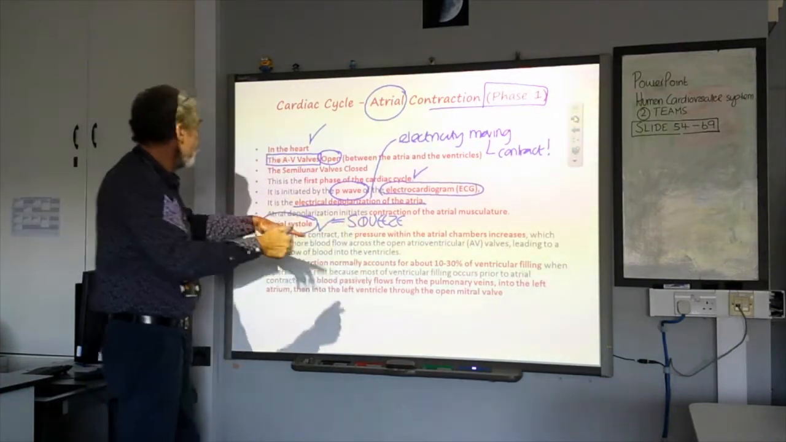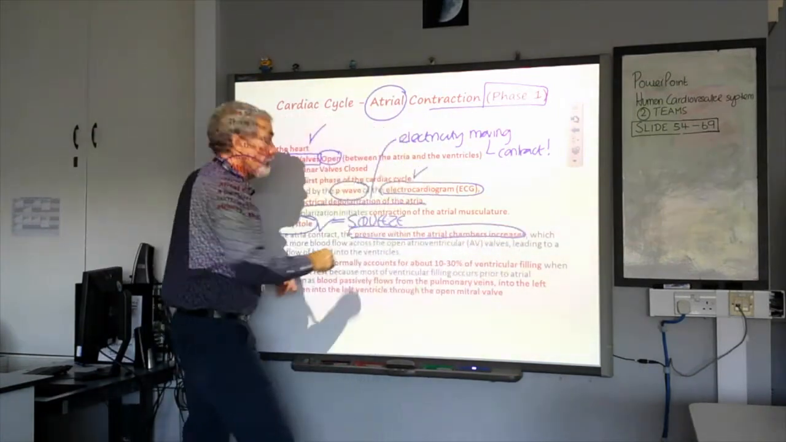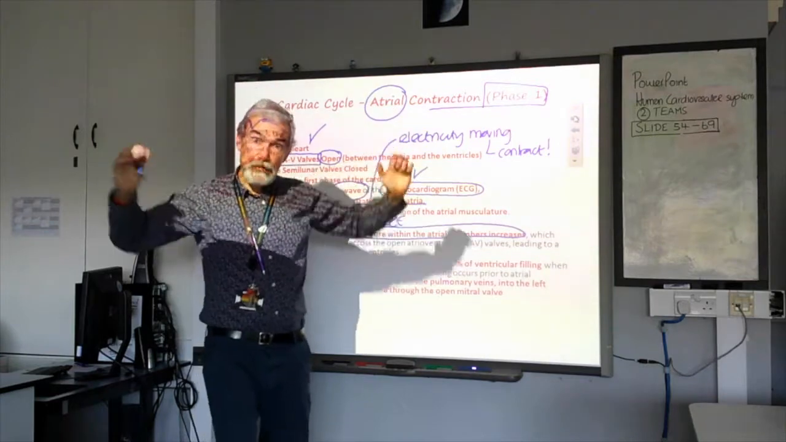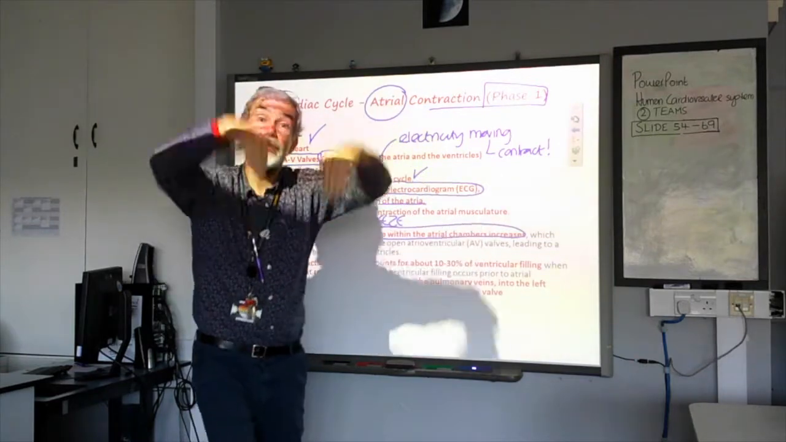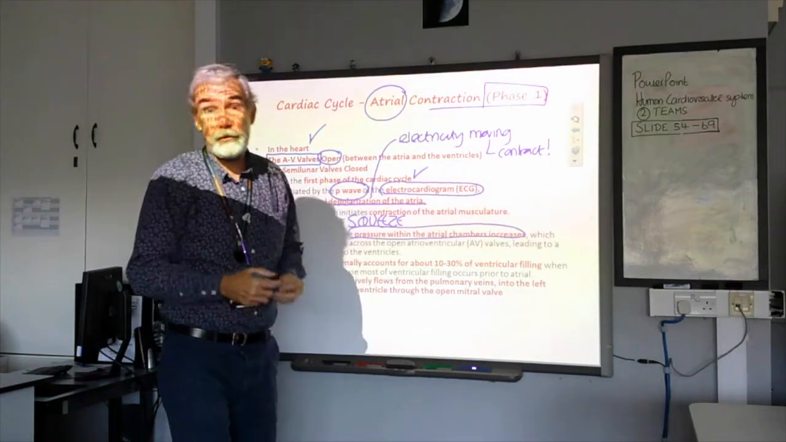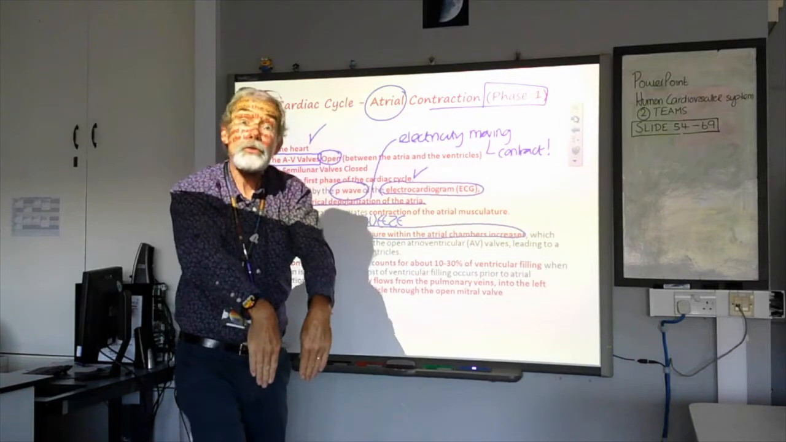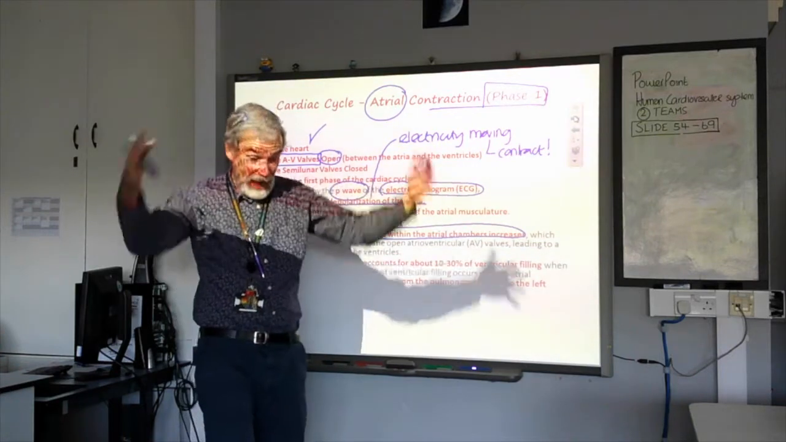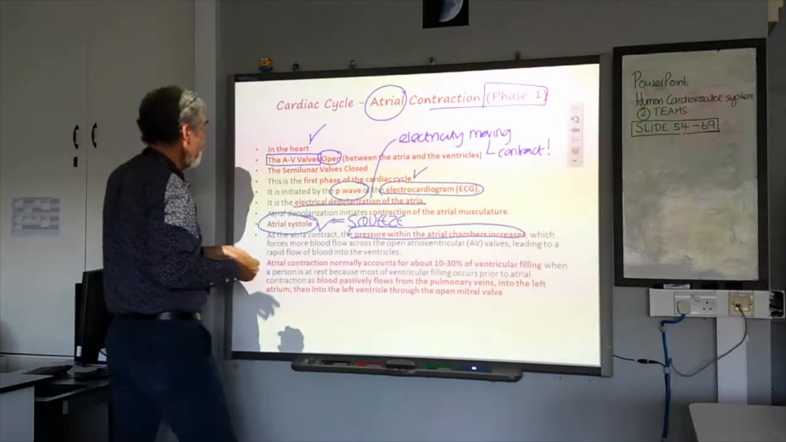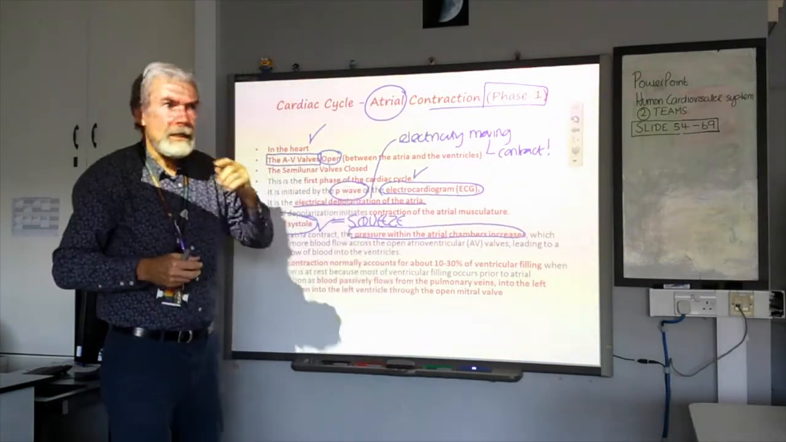Well, when they squeeze, the pressure in the atria increases. They squeeze, the pressure increases, and it forces the blood all the way through those open AV valves into the ventricles at the bottom. Squeeze at the top, blood shoots through the open AV valves and arrives in the ventricles at the bottom. Now, we'll kind of see the significance of this.